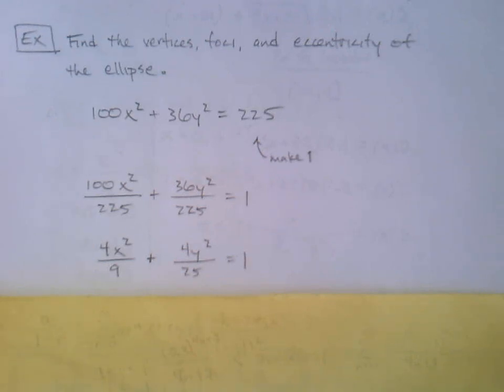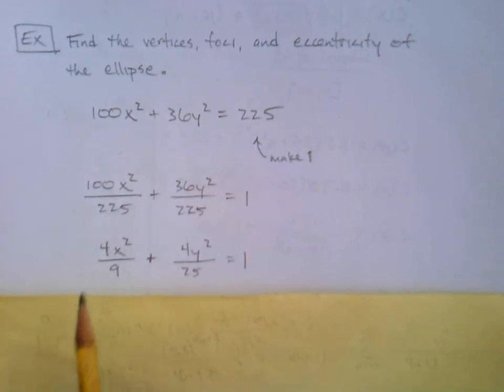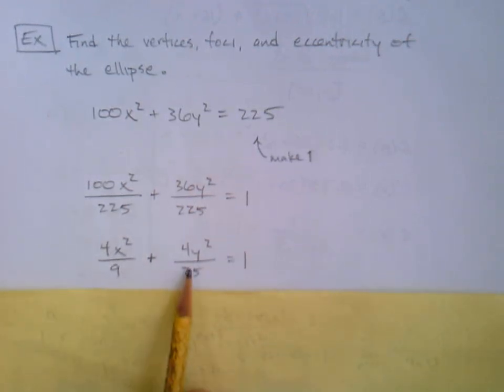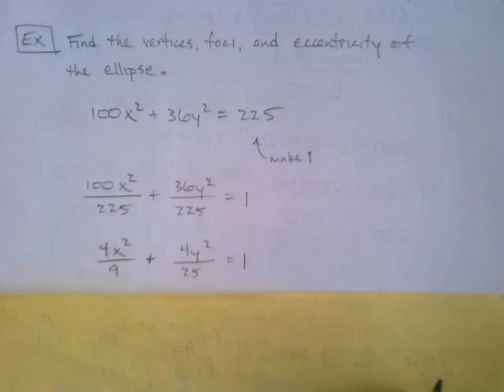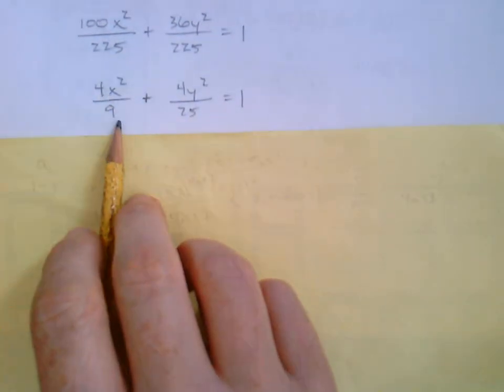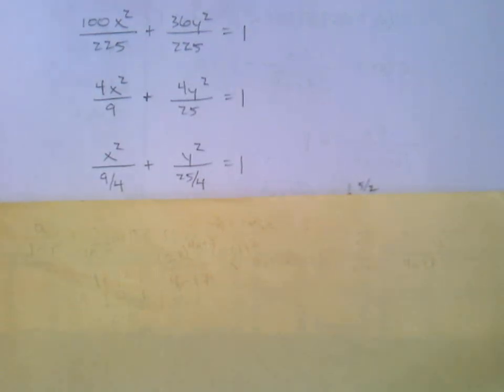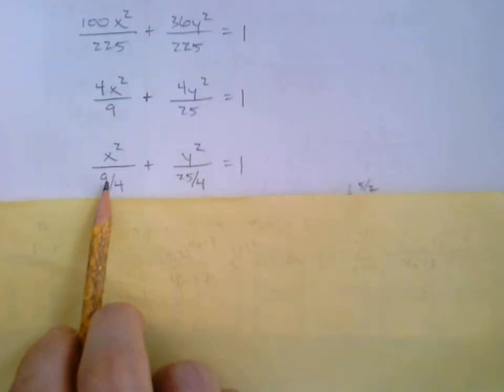Okay, that's reducing, but notice we still don't have the standard form. The standard form should just have x squared on top and y squared on top. You may have also noticed the center is going to be 0, 0. But we can't have these other numbers, these 4s. They've got to go. So what are we going to do? We're going to force them into the denominator. When we push it down, it becomes the denominator in the denominator. So when we push this one down in here, it becomes 9 over 4.